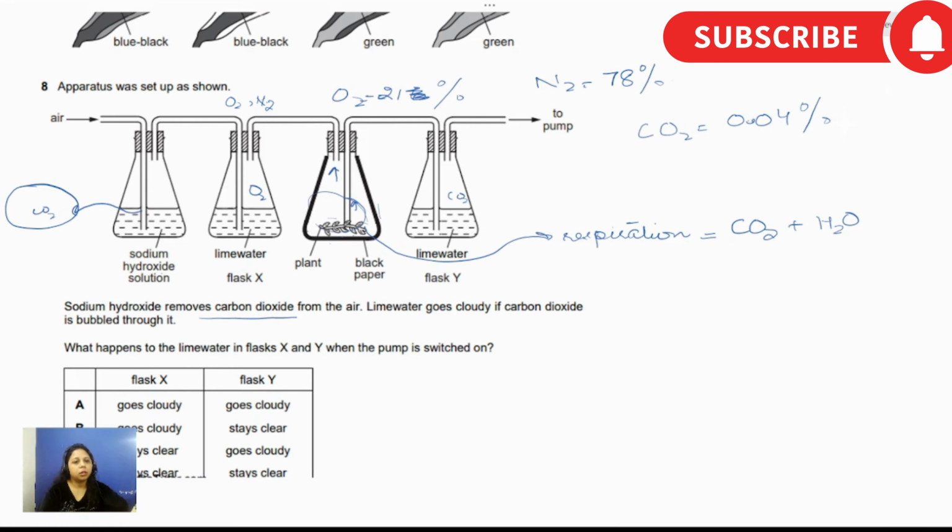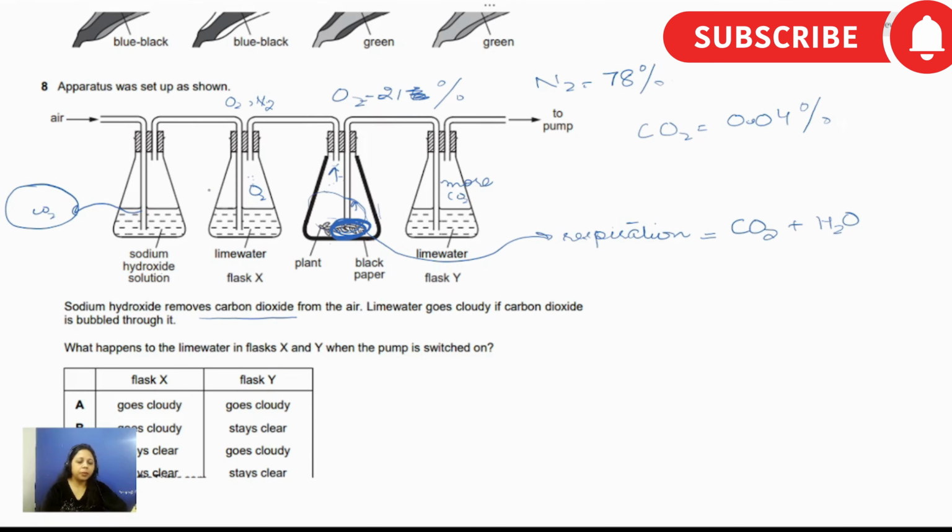Exactly, more CO2, more carbon dioxide, because the delivery tube is attached to the plant directly. So it's receiving more carbon dioxide. Let me just explain one more thing. We have a space over here. Through this space, if gas is present in the space, it will definitely move to the next.